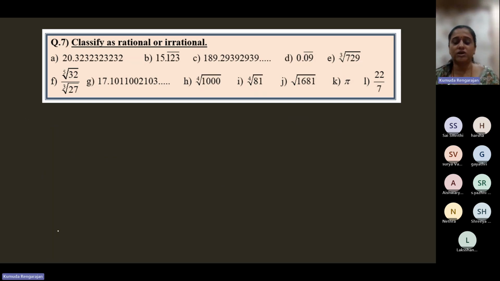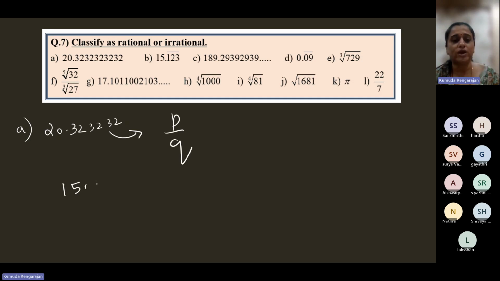Okay, so that makes the introduction to this chapter. In the next session, we shall learn how to find the P by Q form. Here you see 20.323232, the first one. How do we put this in the P by Q form? How do you put 15.123 repeating in the P by Q form? How do you write terminating decimals and non-terminating repeating decimals in their P by Q form? That is what we'll be seeing in the next class on Tuesday.